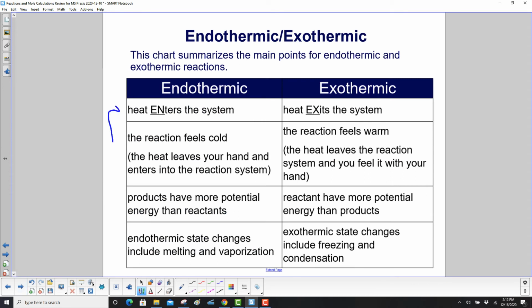And here's a little mnemonic on the first row here. Endothermic, heat enters the system, En for endothermic. For exothermic, heat exits the system, Ex, Ex.